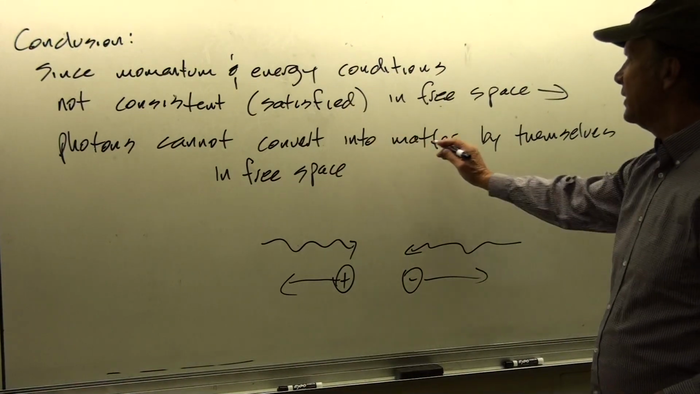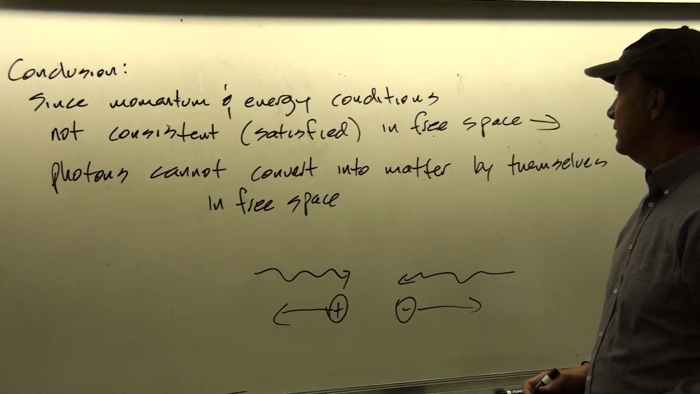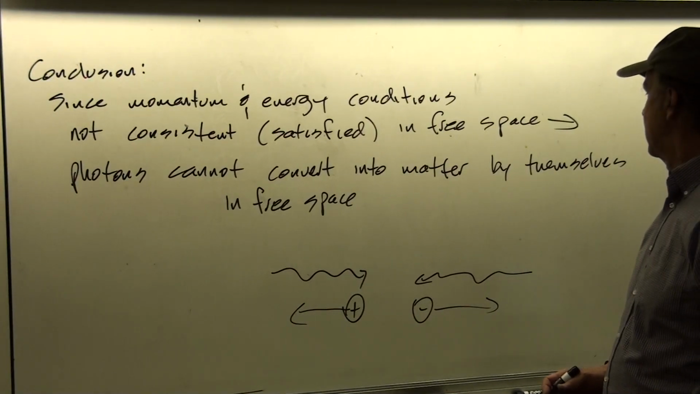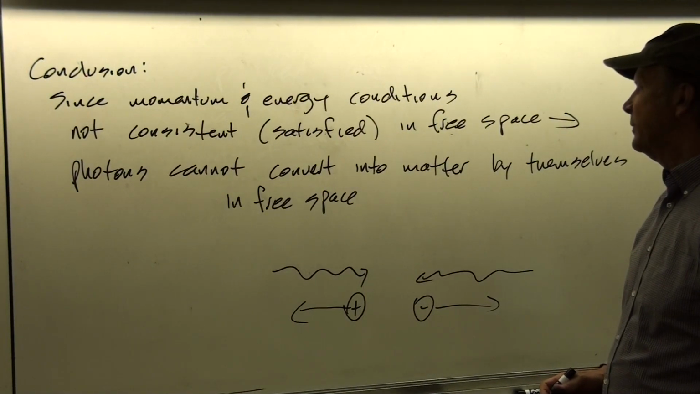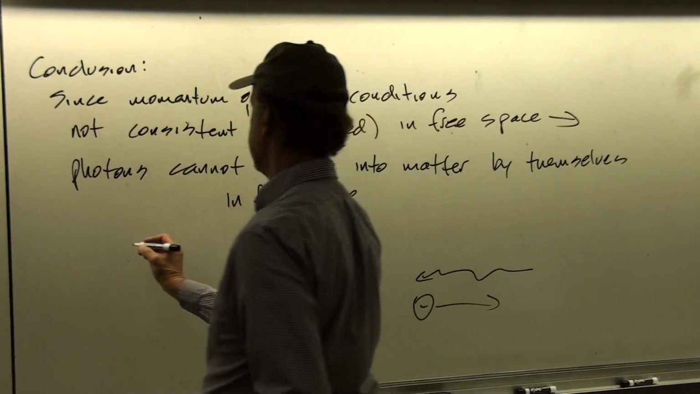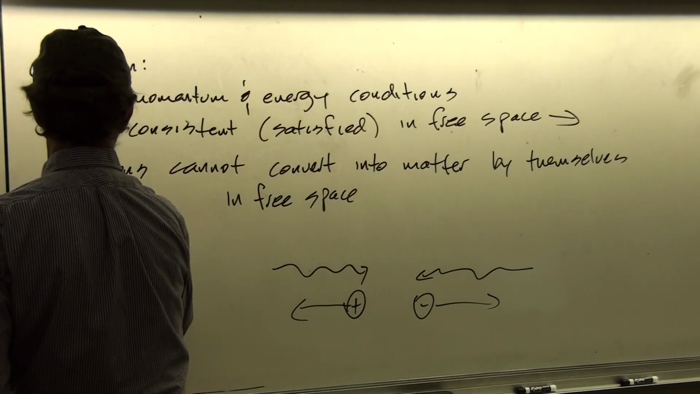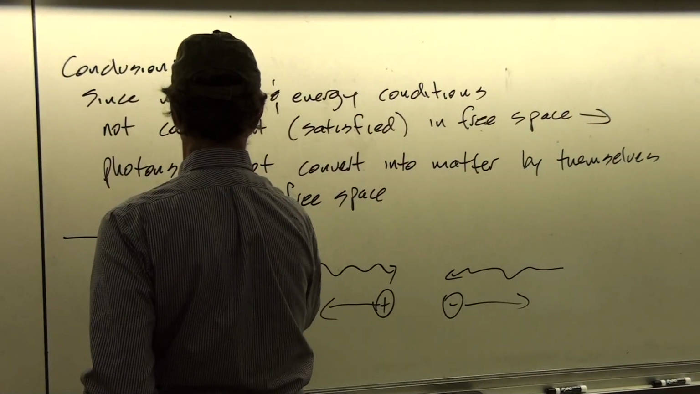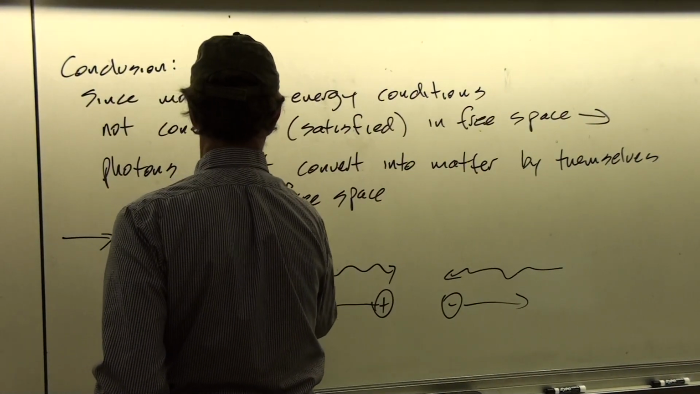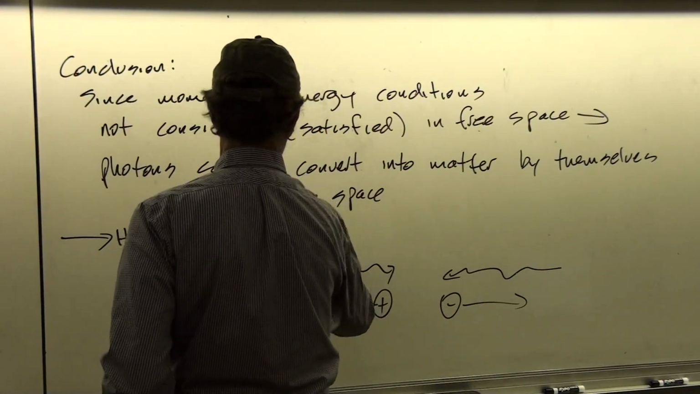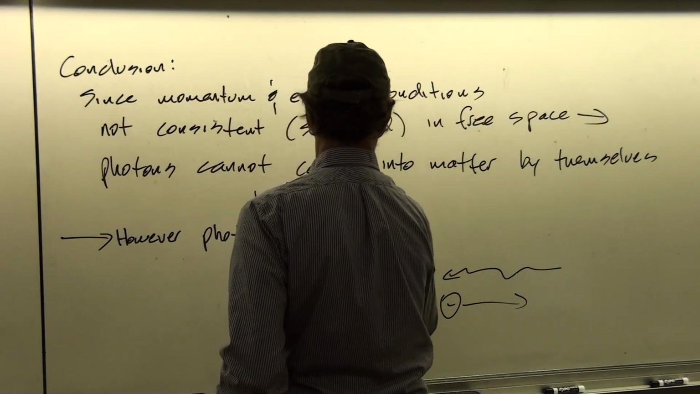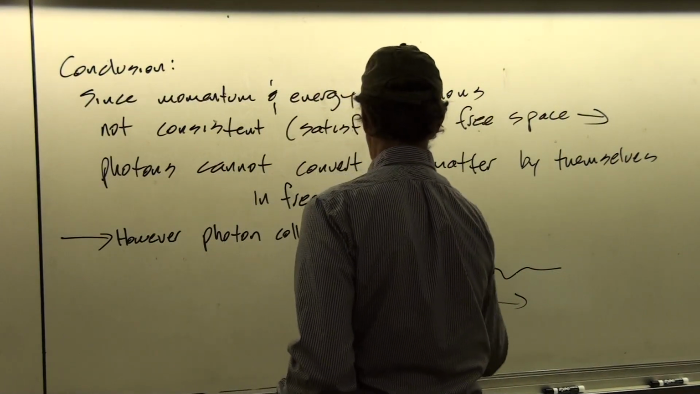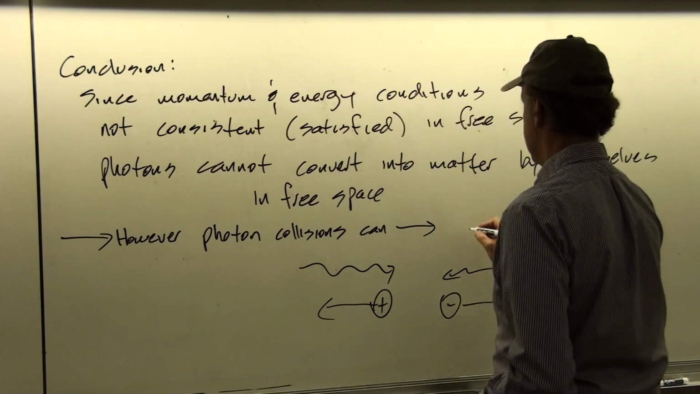But a single photon by itself cannot convert into matter in free space. However, multiple photons can, like what we've seen here. And also, photons moving through matter can.